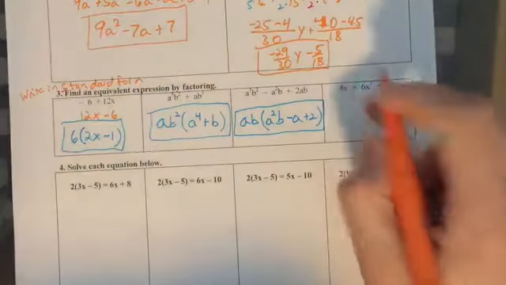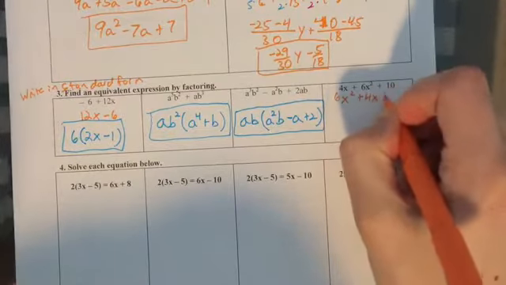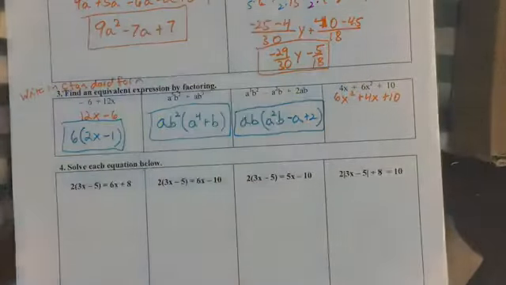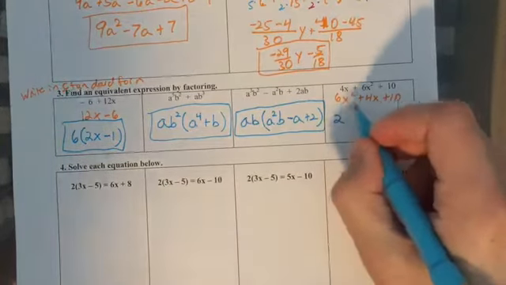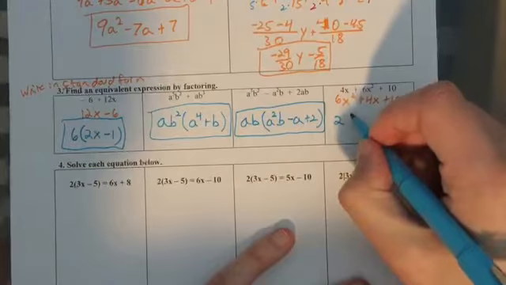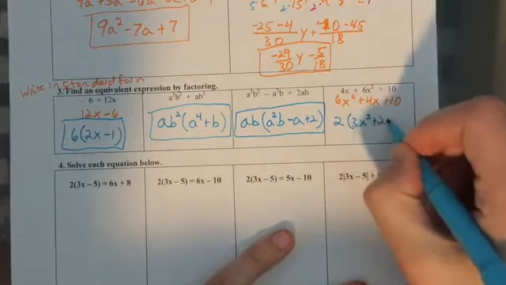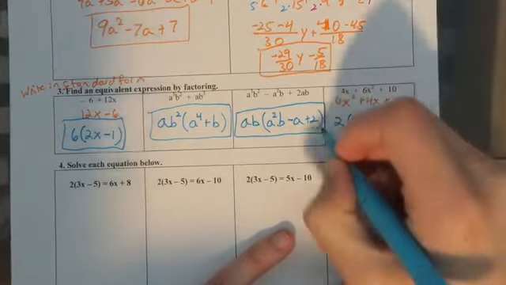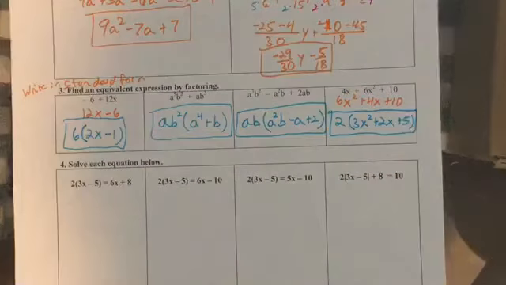Now our last example is not in standard form. Let's rewrite it. 6x squared plus 4x plus 10. Looking for the common factor. Greatest common factor is going to be 2. No variable common factor because that last number is a constant. There's no variable there. So on the inside we'd have 3x squared plus 2x plus 5. And that would be fully factored.